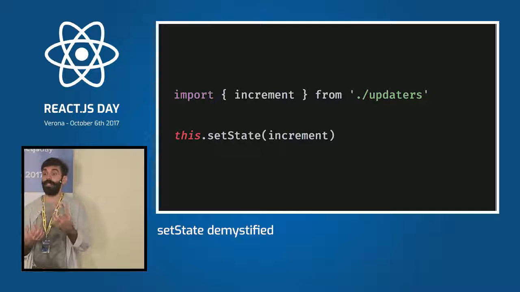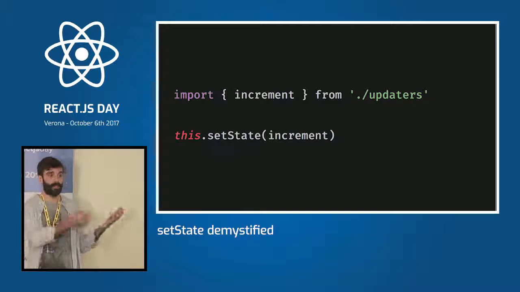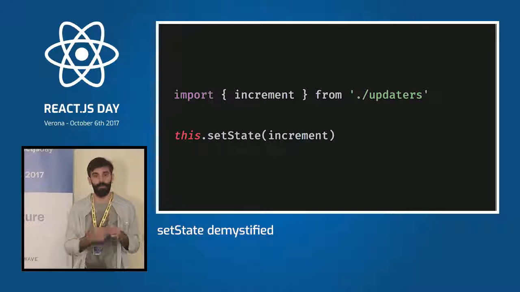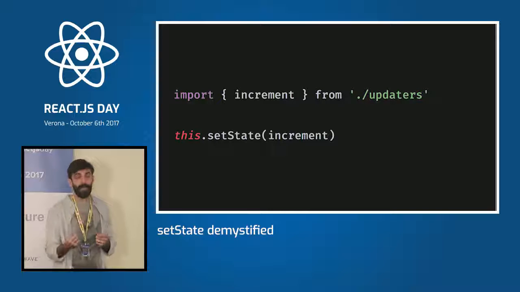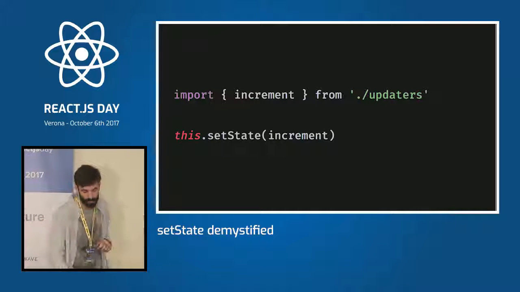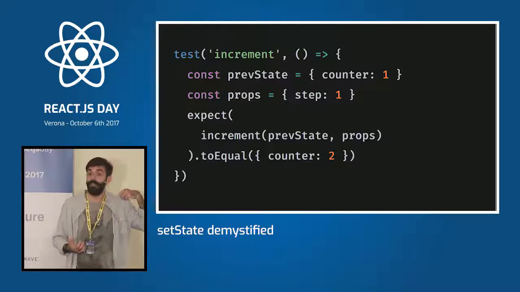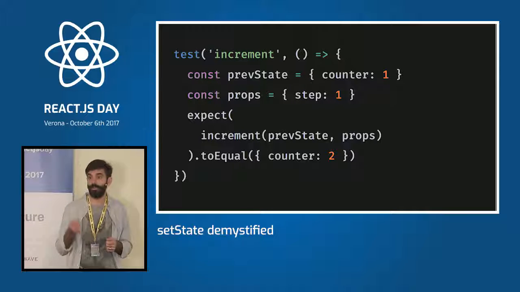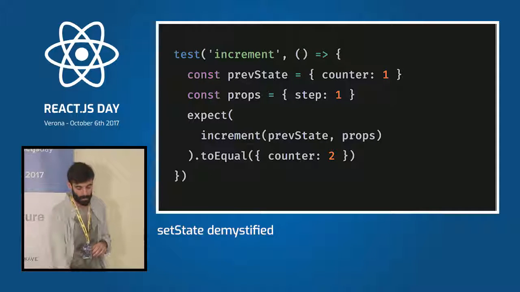First of all, the setState call becomes more readable, because you can call it incrementCounter, whatever you want, and also you can keep your updater in a separate file. And if at some point you move to Redux, for example, you can reuse your updaters in your reducers. And also, the most important thing, which is where we started from, you can test your updaters. So you can set a previous state and some props, you just call the increment, and you check that the new state is the updated one.